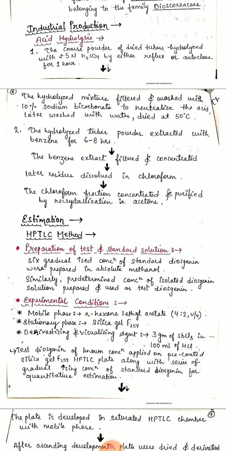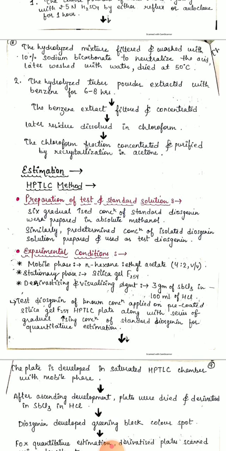The hydrolyzed tuber powder is extracted with benzene for 6 to 8 hours, and this benzene extract is filtered and concentrated. Later, the residue is dissolved in chloroform, and the chloroform fraction is concentrated and purified by recrystallization in acetone.